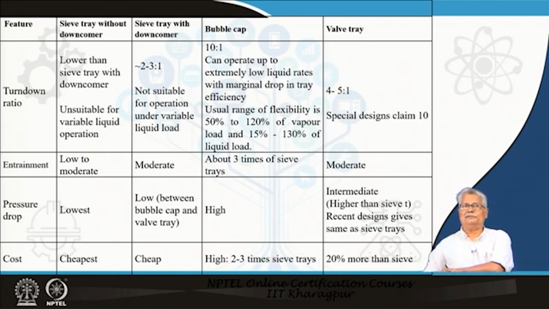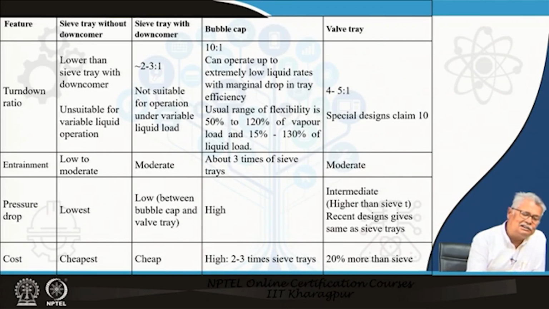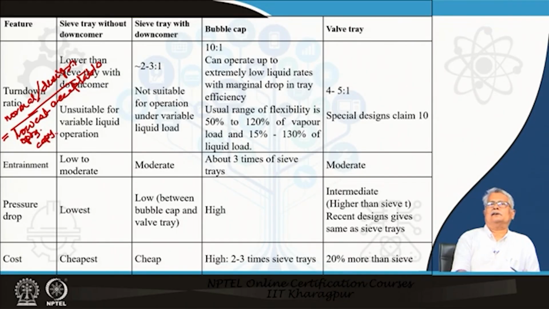Regarding capacity, what I am saying here is something very interesting. In my last class I defined the turn down ratio. The turn down ratio is what? Conceptually, it is basically the normal or design capacity divided by the lowest acceptable operating capacity.